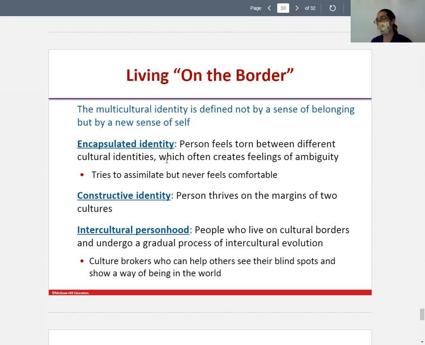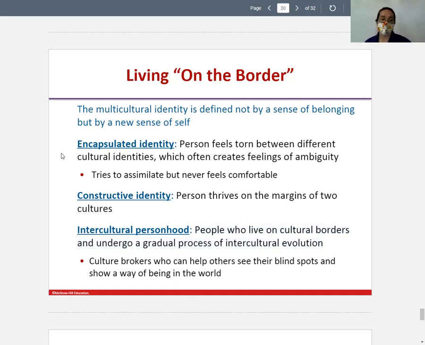But going back to being multicultural and multicultural identities, getting a new sense of self. So you're thriving on these margins of these cultures. You're able to pick and choose the best of both worlds in order to build a better self, in order to communicate better with all of the people around you. So when you're getting this intercultural personhood, that's the most positive one. You want to be constructive, you want to build a good identity and have these intercultural experiences and be able to interact well and help others.